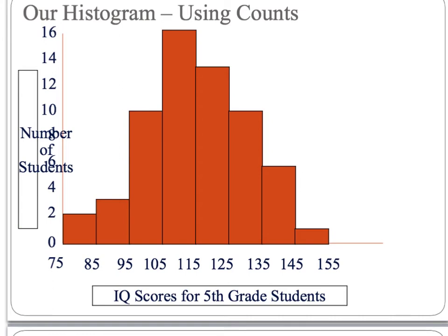So if I'm looking at the first class, I know that 2 students out of the 60 are falling within this class. If I look at this class over here, the class of scores from 125 to 135, I know that, looking from here, 10 students fall within that range of classes, or that range of scores, excuse me.